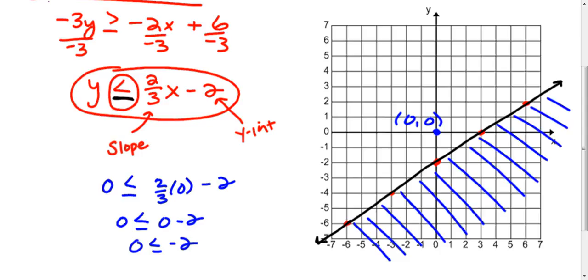Okay? What I want you to notice too is that I got this into y equals mx plus b form. And notice how this was a less than symbol once it was in y equals mx plus b form. And I shaded below the line or underneath the line.